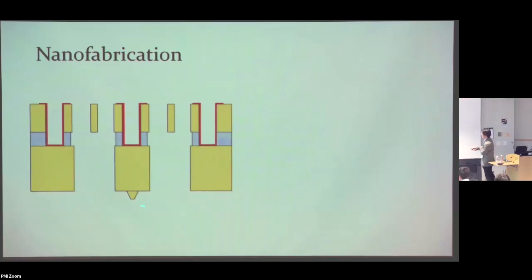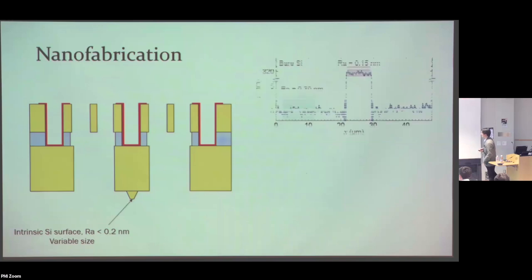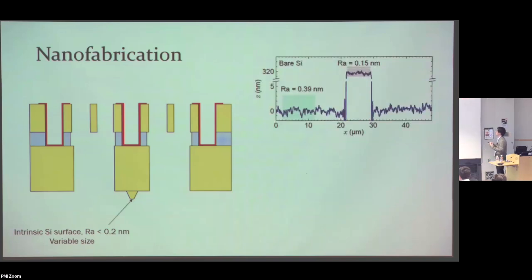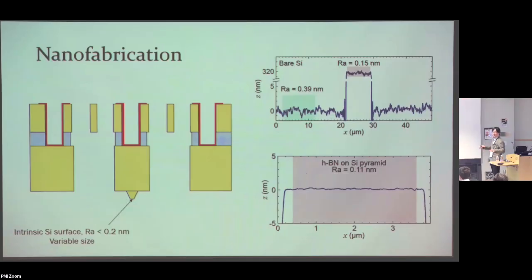Now, if you look at this interface down here, the flat surface at the top of the pyramid, this is actually the intrinsic surface of the wafer, okay? Meaning that it is polished to be extremely flat, just because it's a semiconductor grade thing. And we actually measure this roughness to be less than 0.2 nanometers. And it's even flatter when you put a layer of hBN on top of it, okay? So this is very important for 2D material studies, because of course you want a flat interface to start with, right? And this is how we guarantee that to be the case.